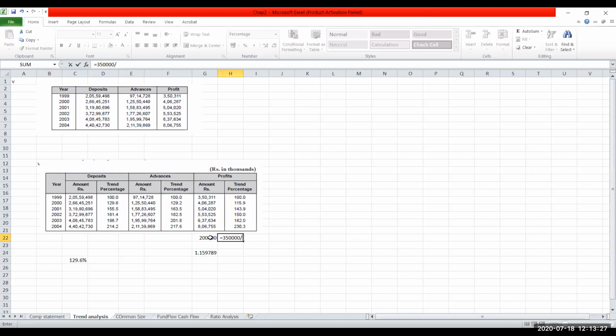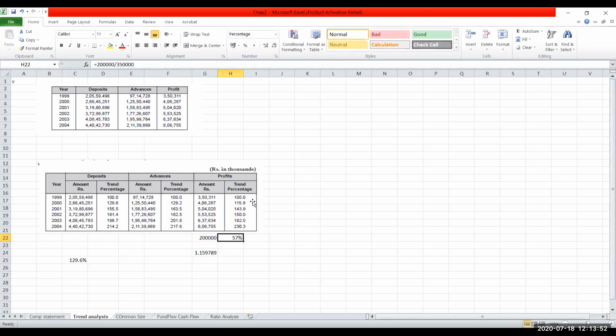Sorry, this should be 2 lakhs divided by 350, so it is coming to 57%. So this has decreased actually. Why is it coming to 57?